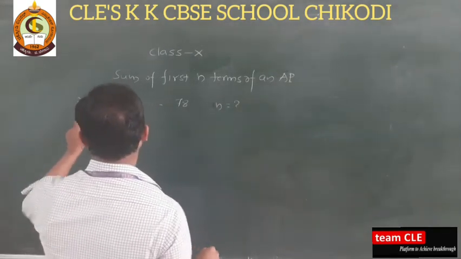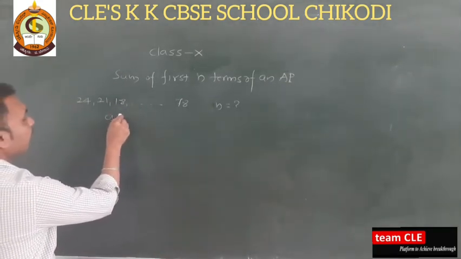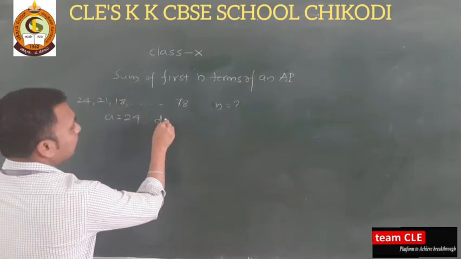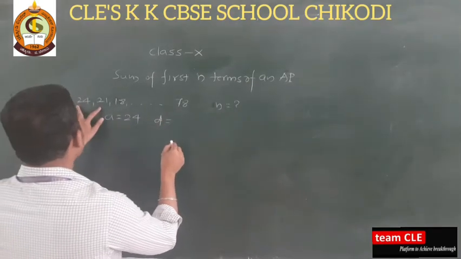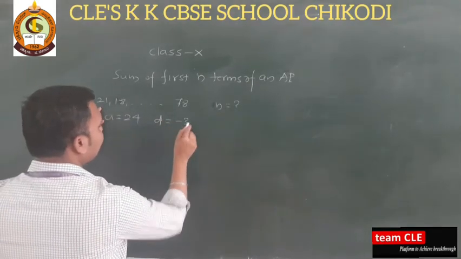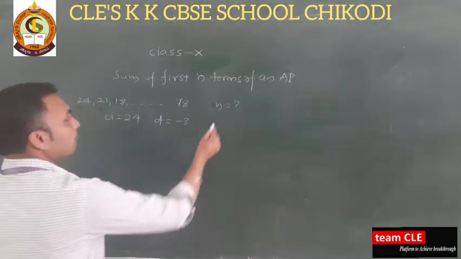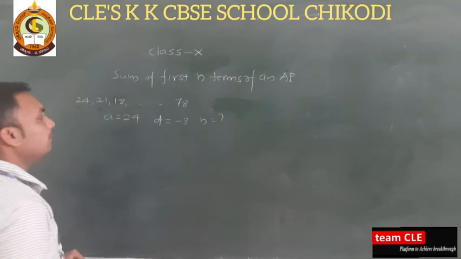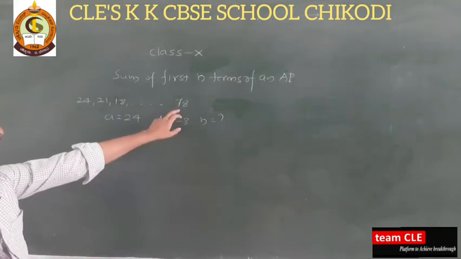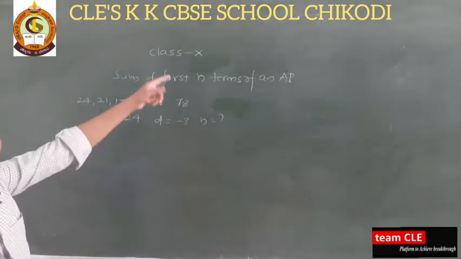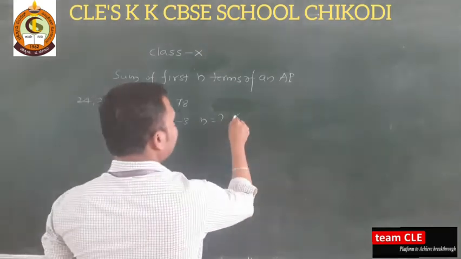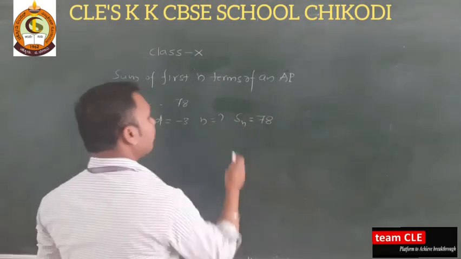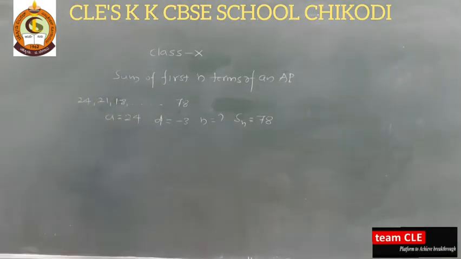Do we have A? Obviously we have A is equal to 24. Okay. Common difference: 21 minus 24, how much will we get? Minus 3 we will get here. Okay. Now we need to find n. 78 they have given as the sum. So Sn is equal to 78, and n we need to find.